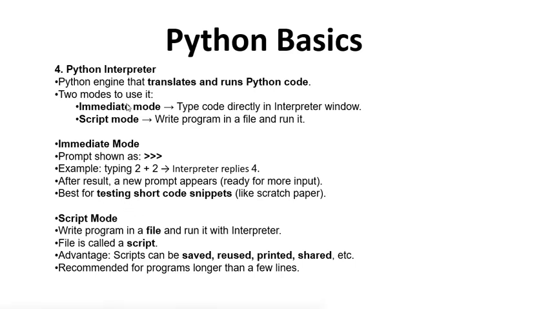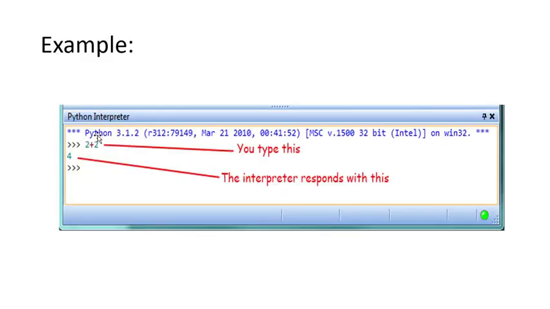Here in immediate mode, you type the code directly in the interpreter window only. In script mode, you write the program in a file and then run it. Let us understand these two again. Here in immediate mode, the prompt is shown in this window. You can see the operators used here. This is given by the user. You have to type this, that is 2 plus 2, and the interpreter responds with the result.